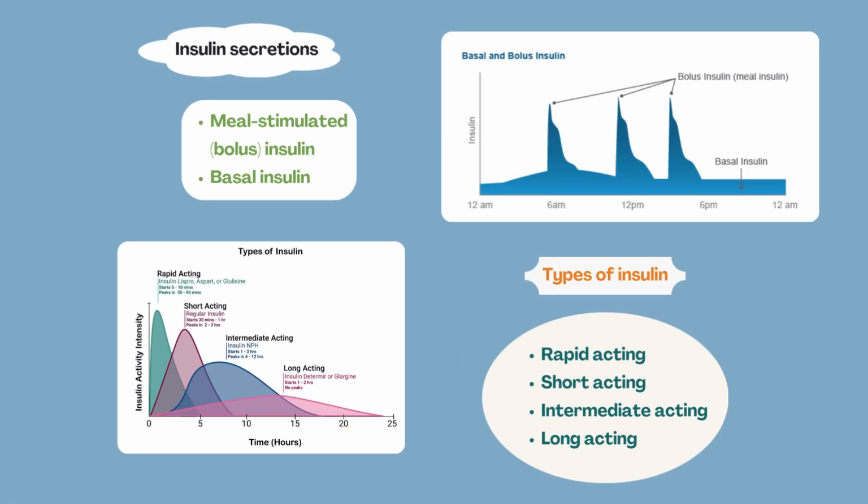Insulin is secreted as either bolus insulin or basal insulin. Bolus insulin is insulin that is secreted as a response to elevated glucose levels from the digestion and absorption of carbohydrates, while basal insulin is a constant stream of insulin, which is most noticeable in between meals or at night during sleep. In the market, there are 4 types of insulin offered: rapid-acting, short-acting, intermediate-acting, and long-acting insulin.